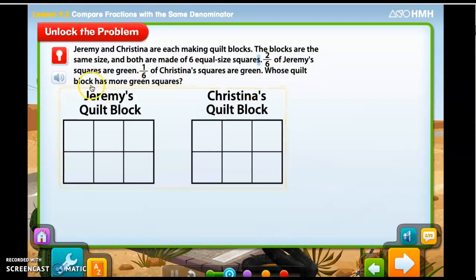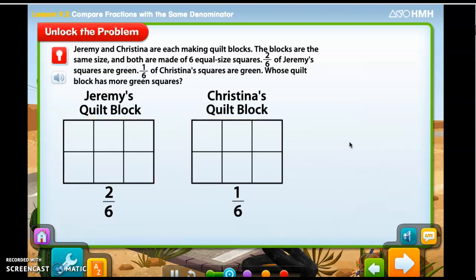Whose quilt block has more green squares? We need to draw it in to find out. In your Go Math book, if you do not have the color green, just shade it in with your pencil or pen or anything. Not a big deal. 1, 2, 3, 4, 5, 6. Each block is made of 6 equal-sized squares, so the whole quilt blocks are the same size. Yep. You can compare two fractions when they refer to the same whole.